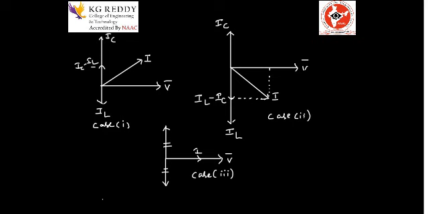So if you observe, in case 1 we have taken IC more than IL, in case 2 we have taken IL more than IC, and in case 3 we have taken IL equal to IC. So this is how we are able to analyze the parallel RLC circuit when it is excited by an AC source.